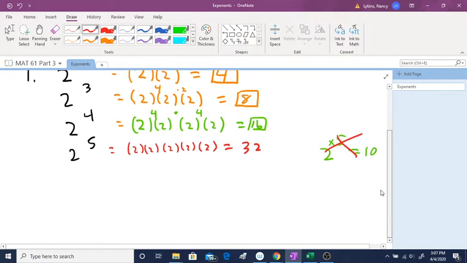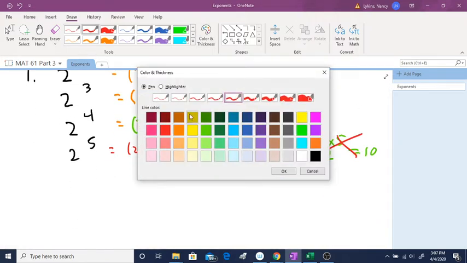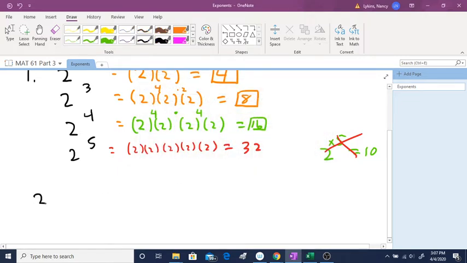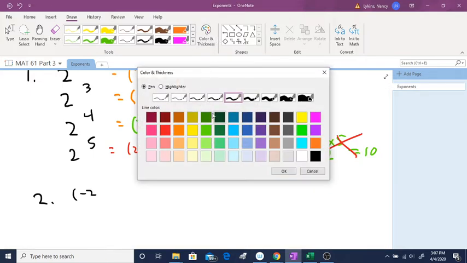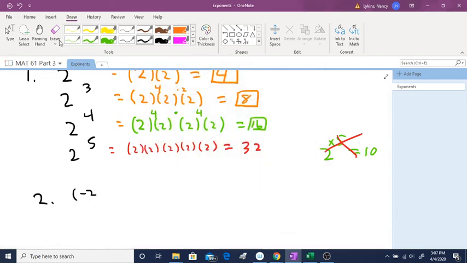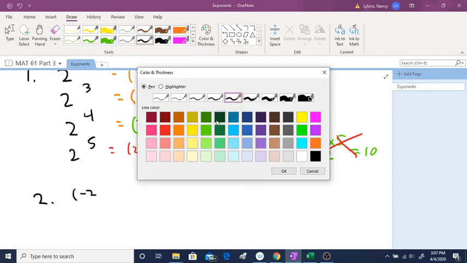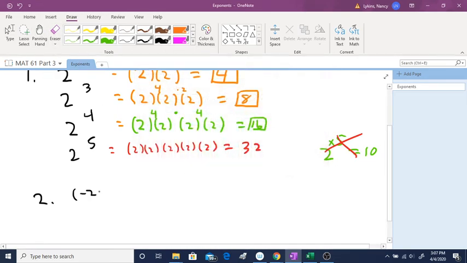Now, let's just say we have a negative number in the parentheses. So I'm going to just say negative 2 squared, negative 3 squared, let's see what we get.